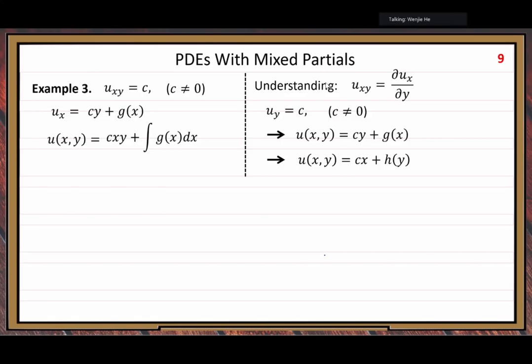Because we use a different variable, a different version. If we use this version, then we do a similar inverse step. Then cxy is the same here. But in this part, we have the integral of h of y dy. So here, g and h. You can see two different forms, but these two should be the same, because on the left-hand side, it is the same u function. On the right-hand side, the forms are different.